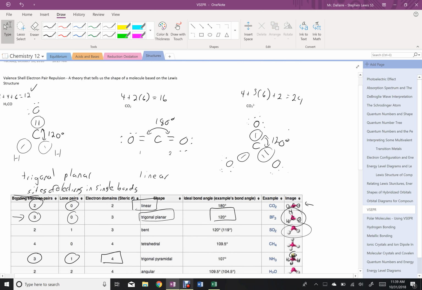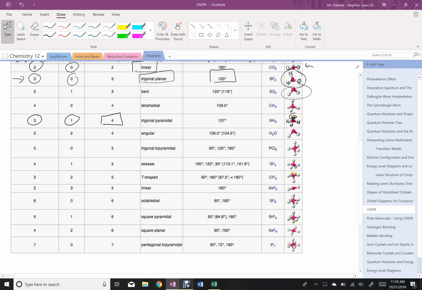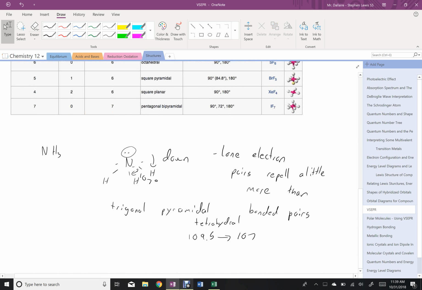So this is the VSEPR chart. That's how we can use it to predict the shape of different molecules, and then with that we'll be talking about how these molecules might form dipoles.